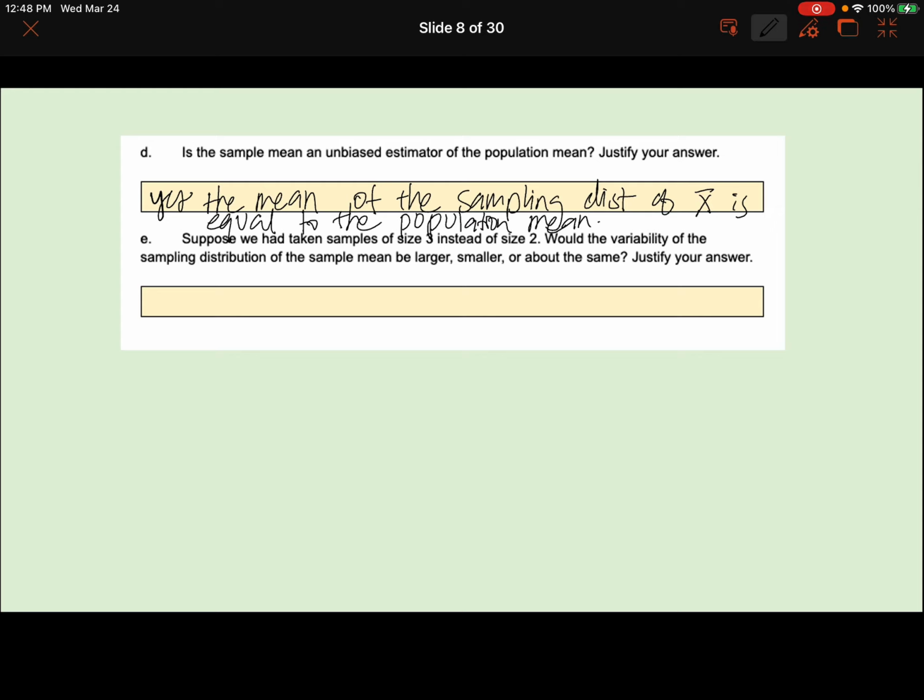All right, and then last part for this. Suppose we had taken samples of size 3 instead of size 2. Would the variability of the sampling distribution be larger, smaller, or the same? And this is based off of that last little thing I gave you in your notes where it says, when increasing sample size, the sampling distribution variability decreases. So if n is now 3 instead of 2, if my sample size increases, that means that my variability will be smaller.